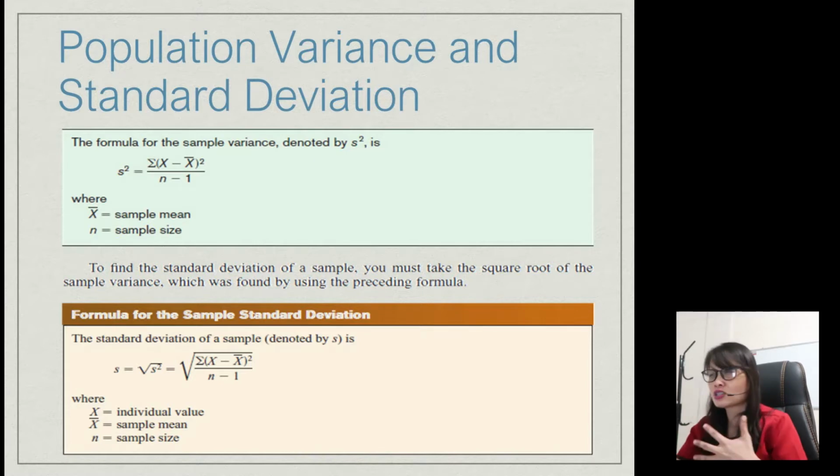Miss, how do we know whether to use sample variance or sample deviation? It depends on the problem. If the problem says that the given data is a sample, then we use sample variance and sample standard deviation. But if the problem says it's a population, then we use population variance and population standard deviation.